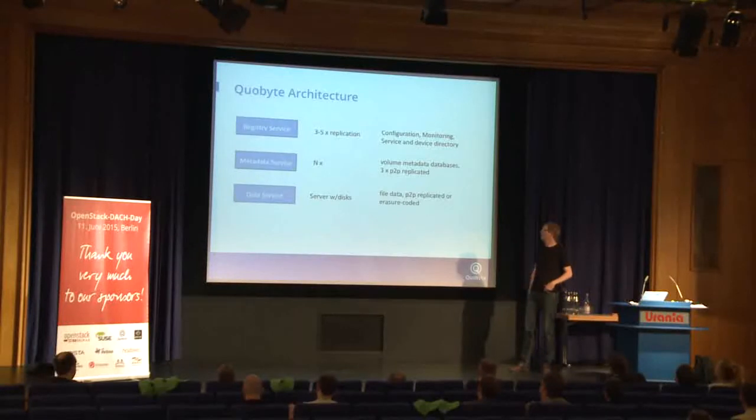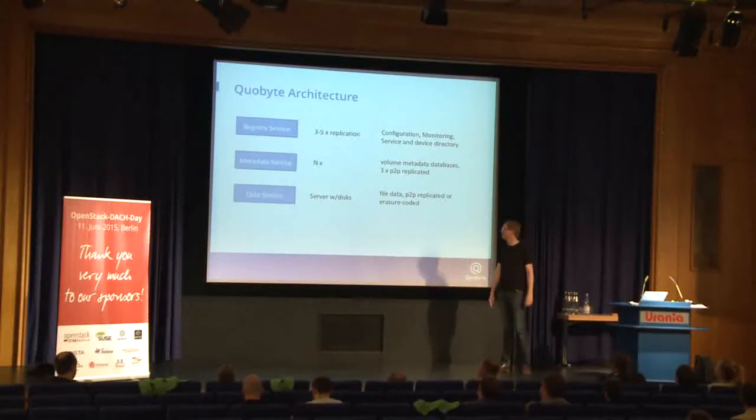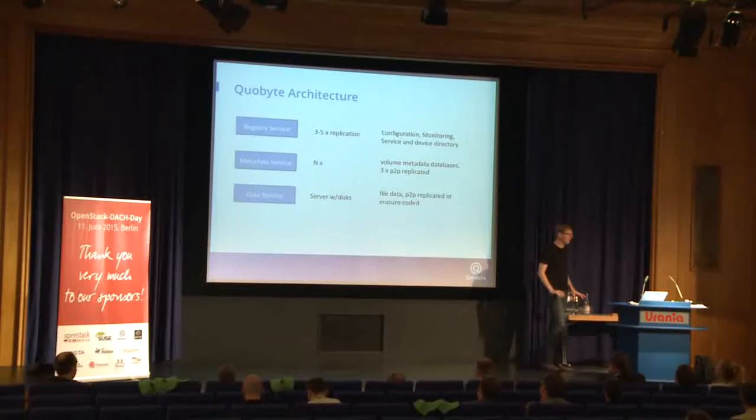And then at the lowest layer, we have data services. That's where you store the bulk of data. They take the file data and also do peer-to-peer replication, which makes them very scalable. Or erasure coding. Those are the 2 redundancy models there.